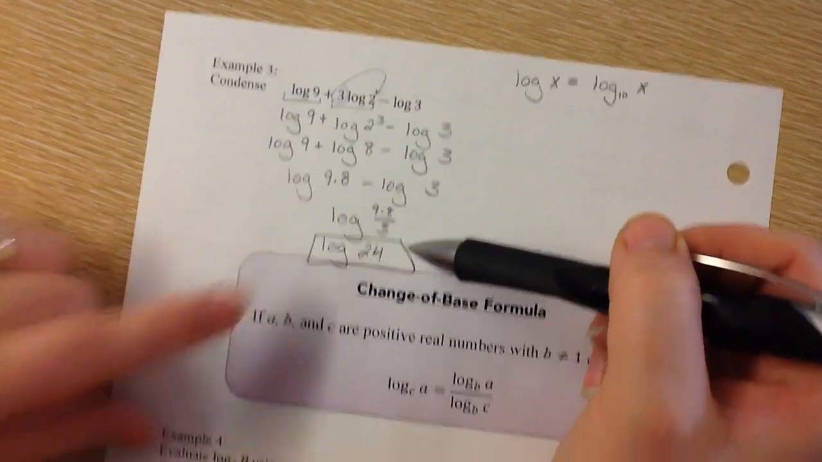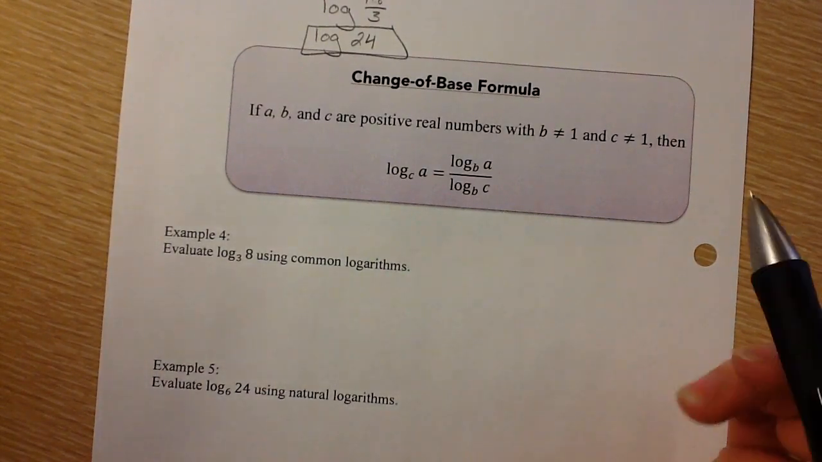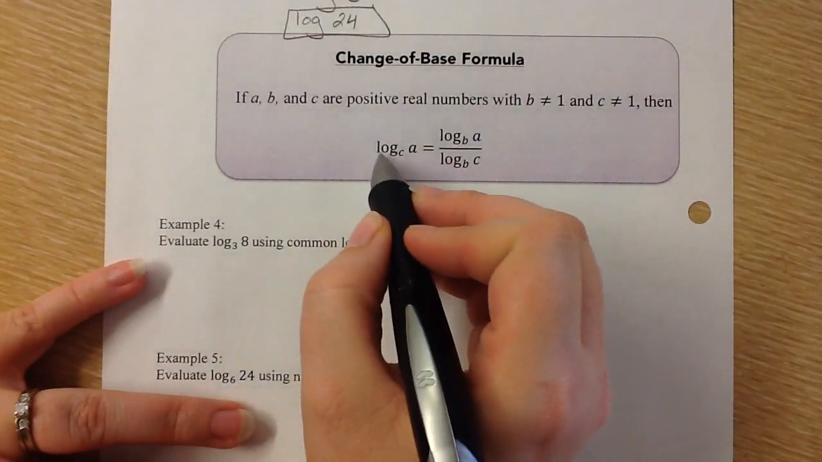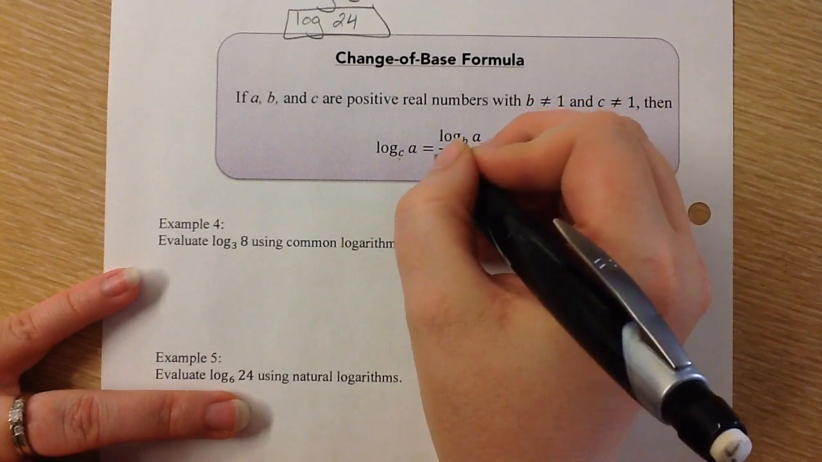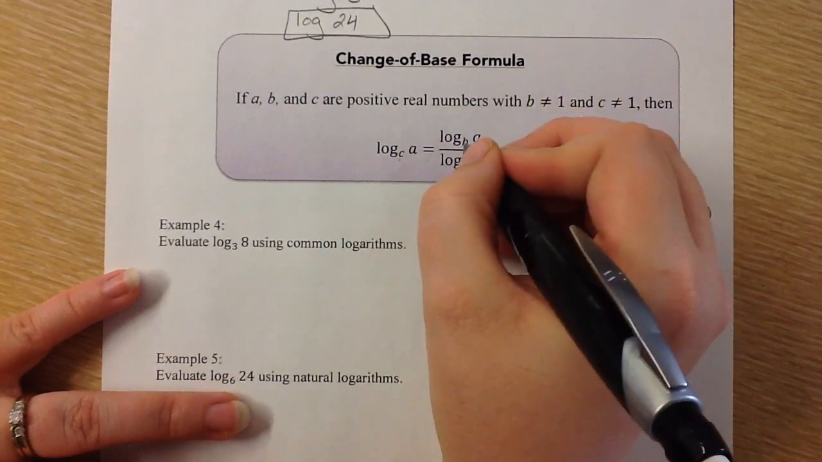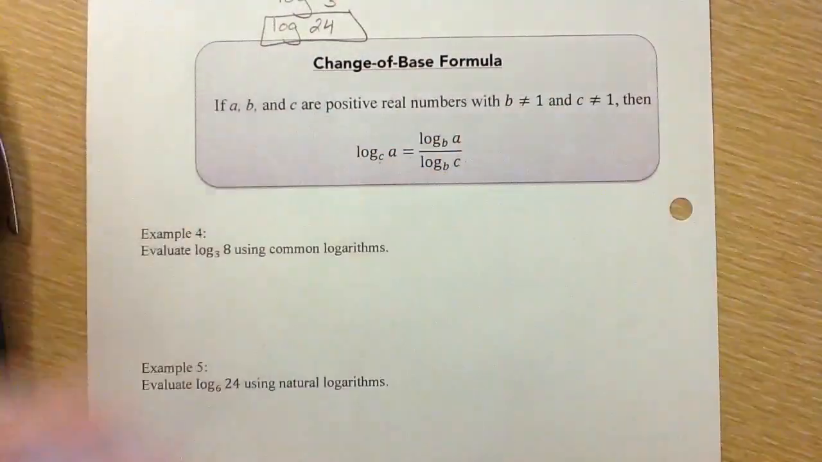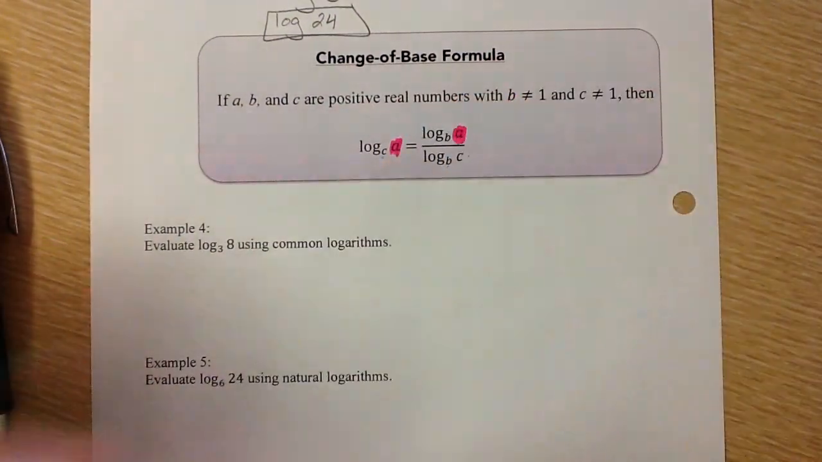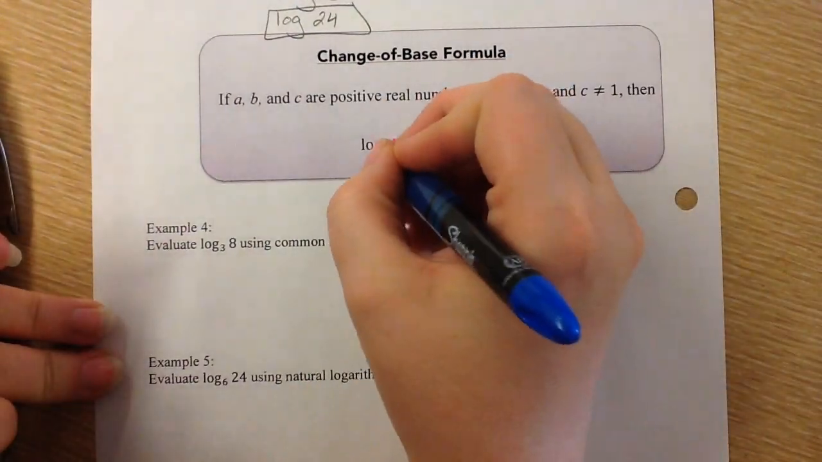Okay. Last but not least, we have our change of base formula. What this allows us to do is change the base of any log to whatever base we want. So here we have log base c of a. This is equal to log base b of a over log base b of c. And I want to connect where these pieces come from. Here's my a. See where my a is right there? And then here's my original base, base c.